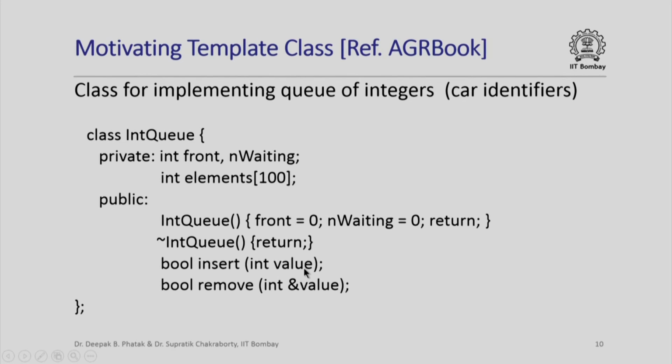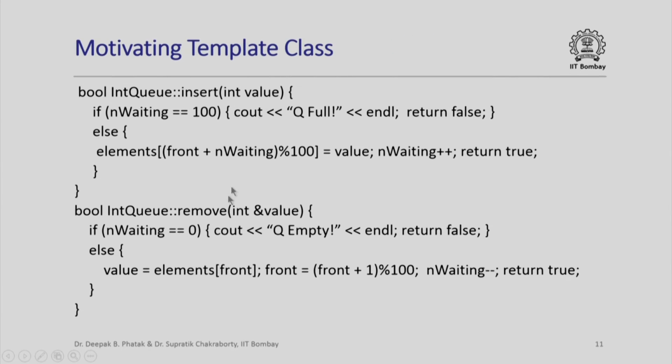Note that the insert function takes a parameter which is of the same data type as this queue, a particular data type which is integer. Similarly, the remove member function returns a value of a particular data type which is the same data type as the data type of the queue. The queue is basically a queue of integers. Now here I have shown the definitions of these two particular member functions, insert and remove. Of course these are non-inline member functions, so I have defined them outside the class boundary and I have used the scope resolution operator.